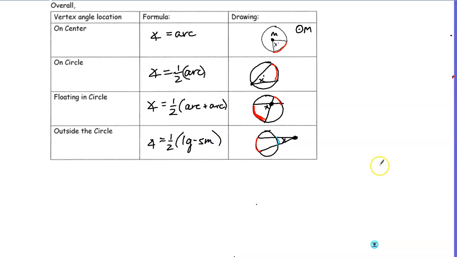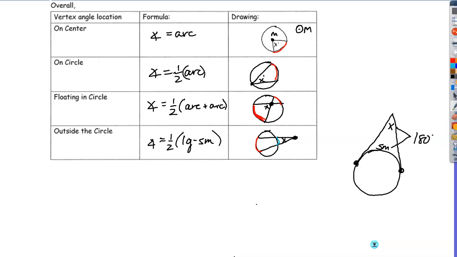I did also throw out that if you have the tangent, which is like the party hat situation, you can still use large and small because the angle's outside, but this angle and the small arc are 180. So you can also use that as a shortcut. Okay, so you've got to know these to be able to do the rest of the review.